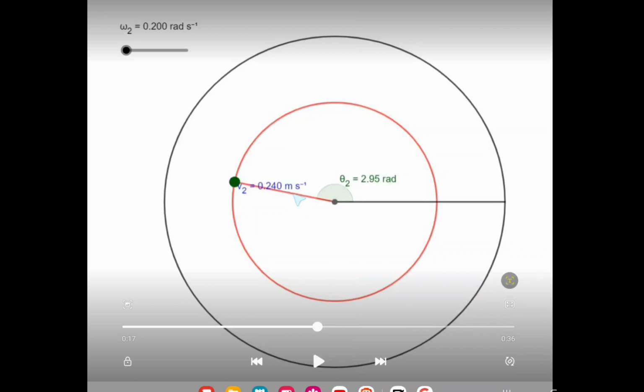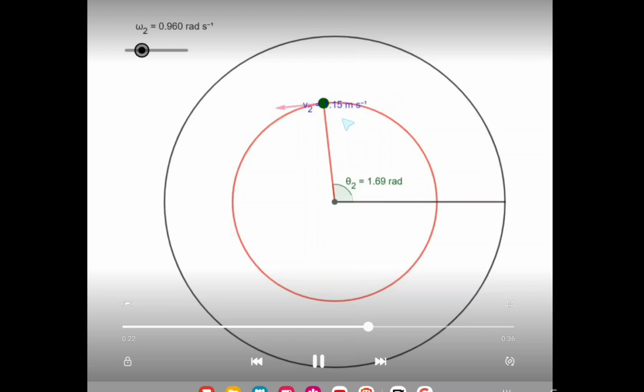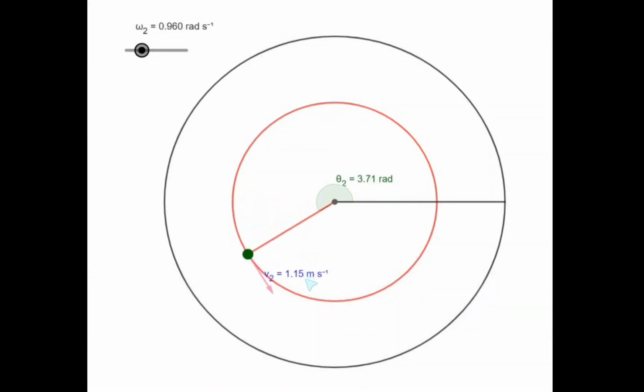Now, as we can see here, the tangential velocity is constant because the radius for this circular path is constant, is not changing, and the omega in this case is 0.2 rad per second. Now, if we increase the omega in this case here, the velocity is increasing. As we can see here, it's increasing because omega is changing and the radius is fixed as before.